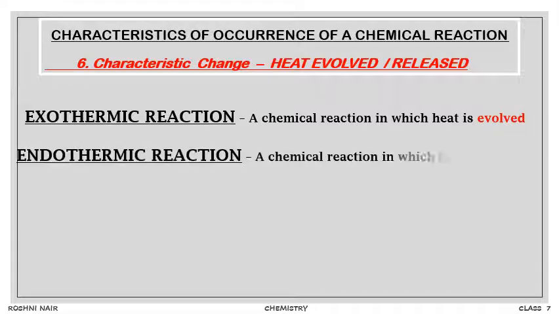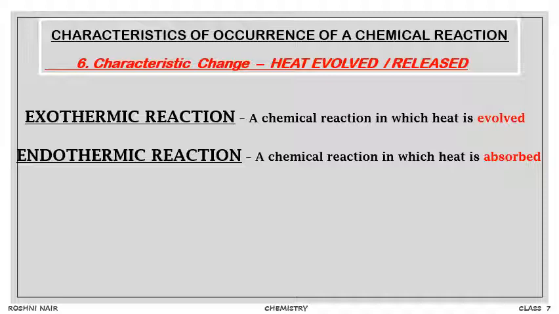Then another term is endo. When in any chemical reaction, heat is absorbed by the reactants, it is known as endothermic reaction. So relate, exo means evolved, endo means absorbed. Relate and understand, it will be there always in your mind. So in certain chemical reactions, there will be release in energy or it can be energy absorbed also. Hence, there are two types of chemical reactions which are seen depending on the energy change.